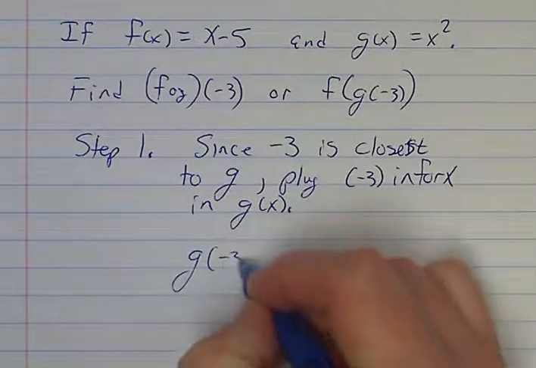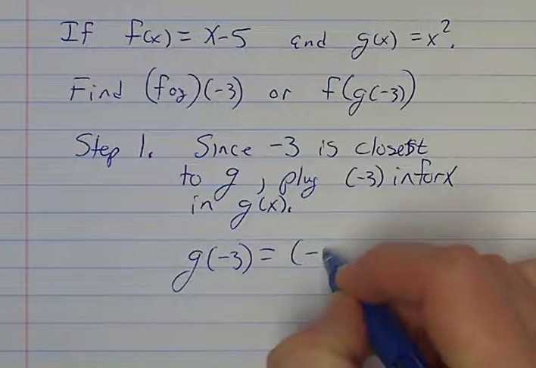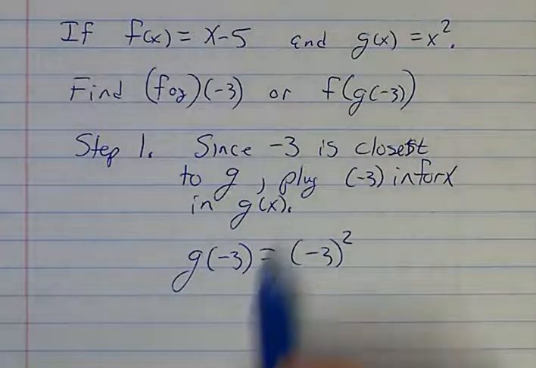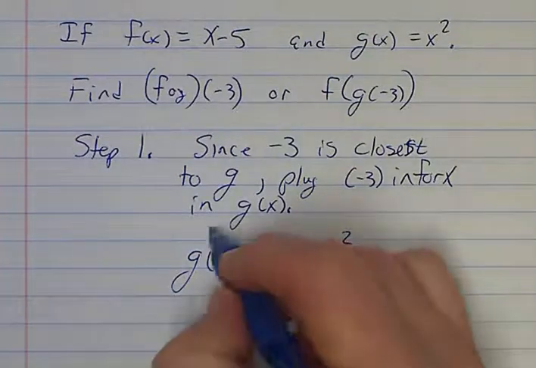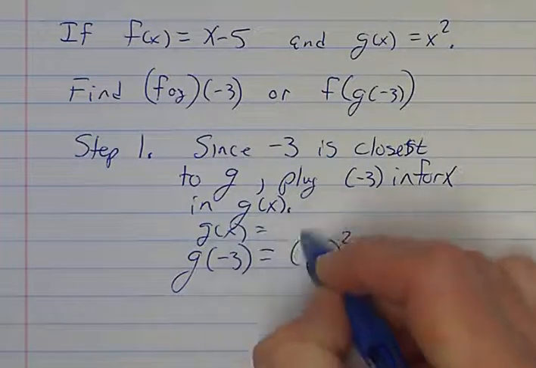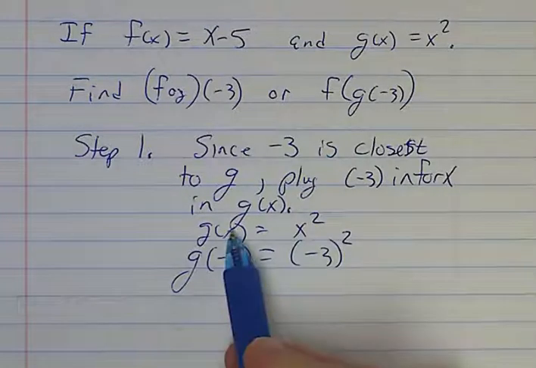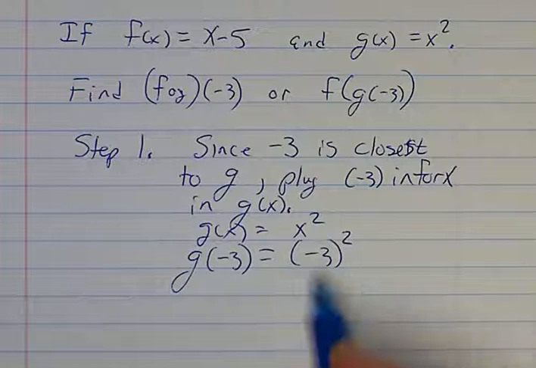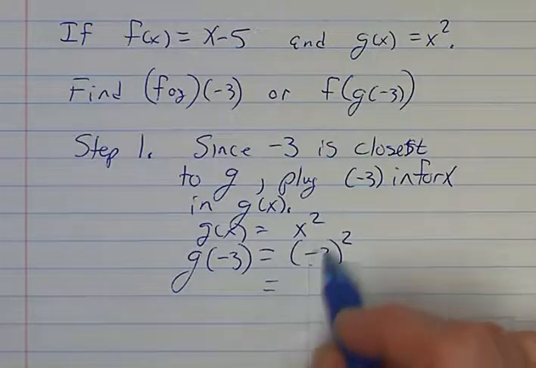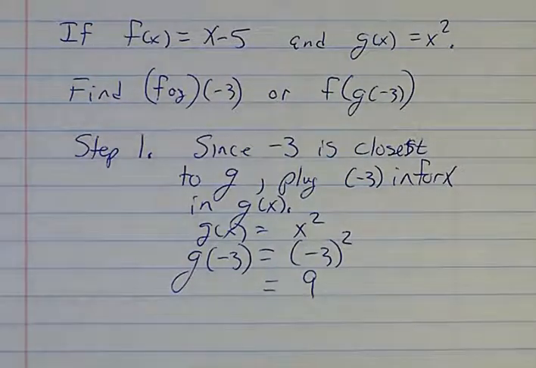So everywhere you have x, you're going to take out the x and replace it with -3. And again, whenever you plug that number in, always put it in parentheses. So since g of x was x squared, we're going to take the x out and replace it. And remember, you do not do anything to this left-hand side. You're only going to work on the right-hand side. If you do -3 squared, that's 9.